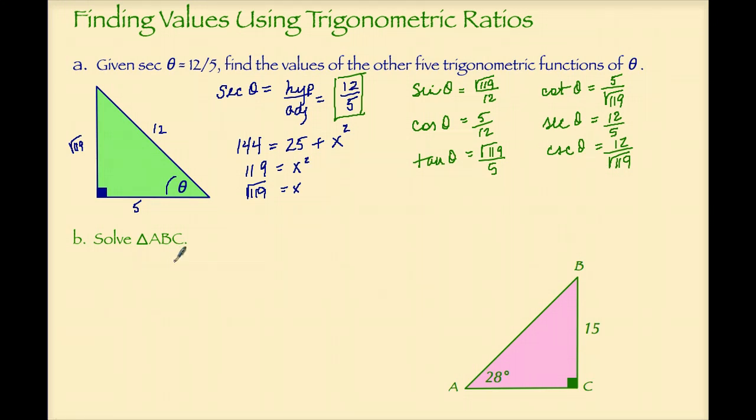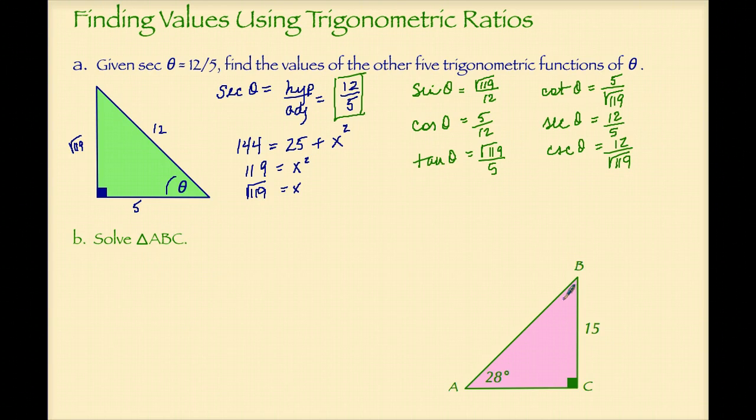In this next example, we're asked to solve triangle ABC. That means, given the information that we have here, one angle measure and one side length, find the other angle measure and the other two side lengths. Knowing what we know about trigonometric relationships, we will be able to do this.